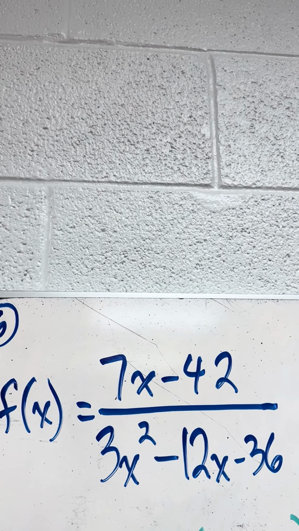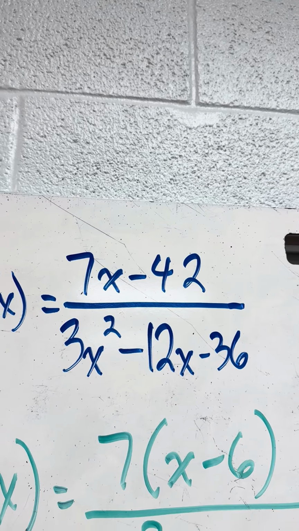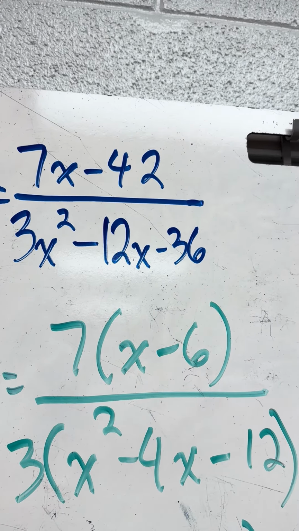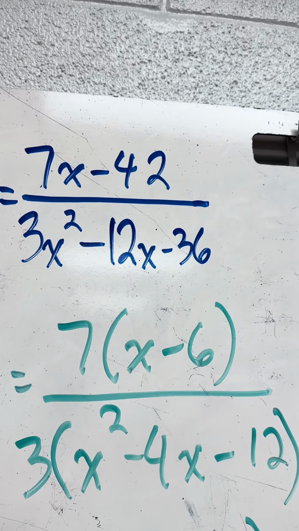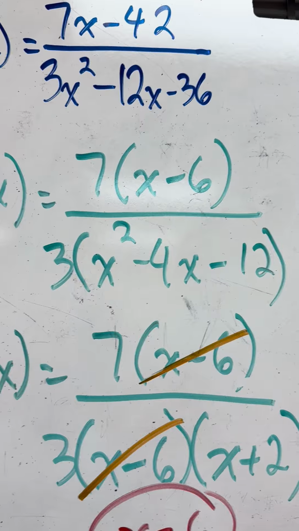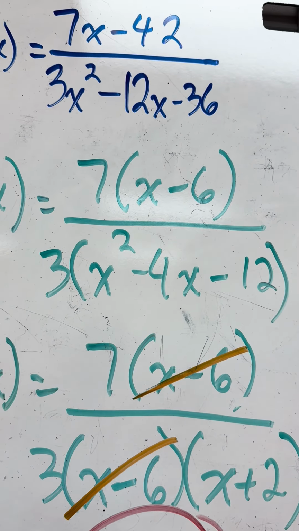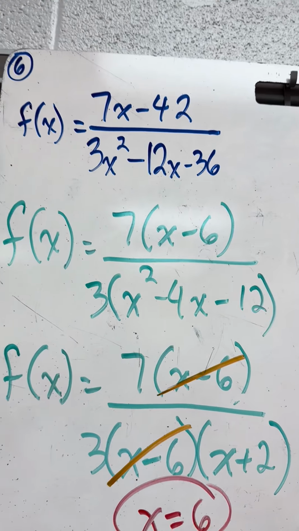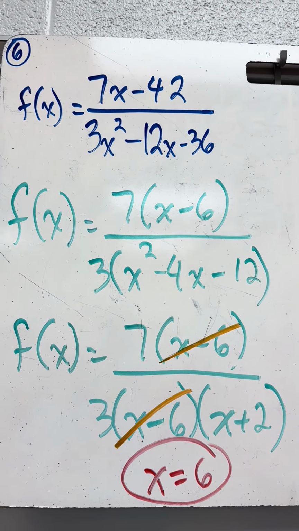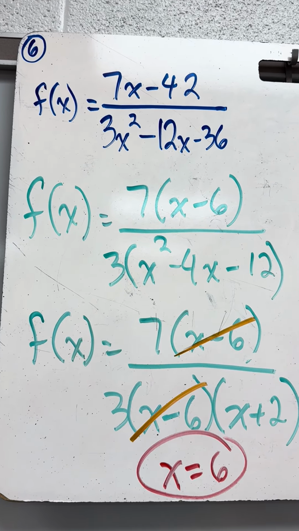Here, factor out a 7 on top. You get 7 times x minus 6. Factor a 3 out on the bottom. You have 3 times x squared minus 4x minus 12. Then the bottom factors to 3 times x minus 6, x plus 2. These x minus 6's cancel. So where's the hole? At x equals 6. That's your job in this assignment.